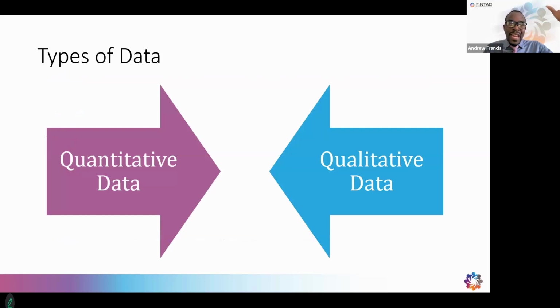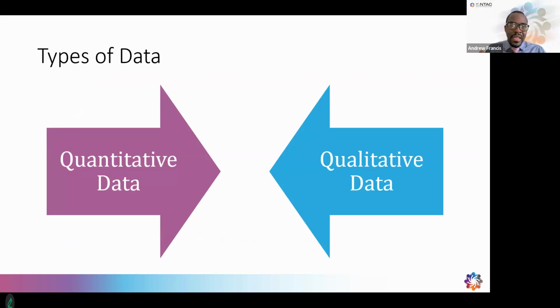Now, with that process in mind, let's talk a little bit about the types of data. The main types of data that we can use to better understand the needs of our students and families, and also our communities. Today we'll just explore two types, quantitative data and qualitative data, and why each of those is essential.